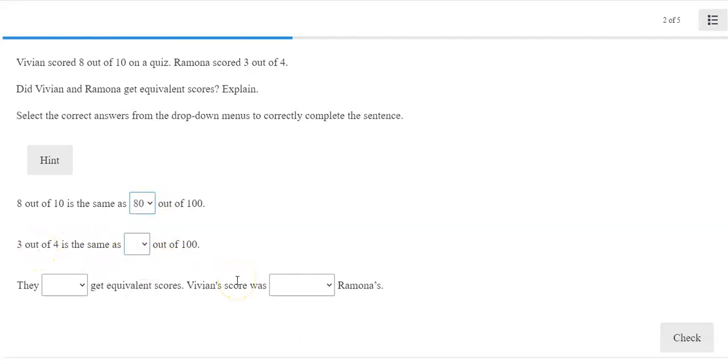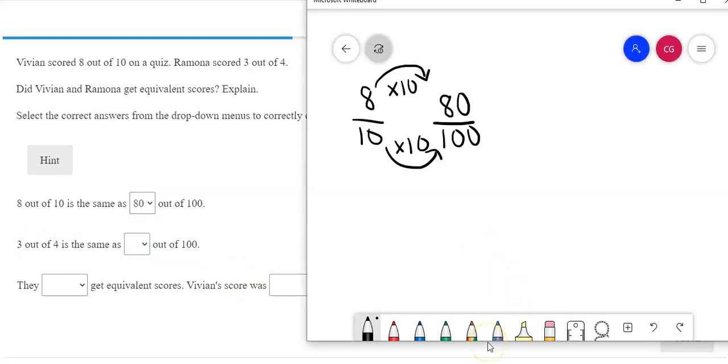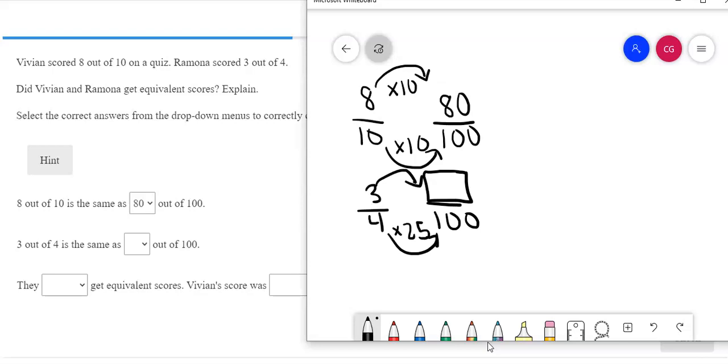Now I'm going to do that to 3 out of 4. So I'm going to say 3 out of 4, and they want to say blank out of 100. So we're looking for this right here. 4 times 25 is 100. And whatever we did down here, we have to do up here. 3 times 25 is 75.